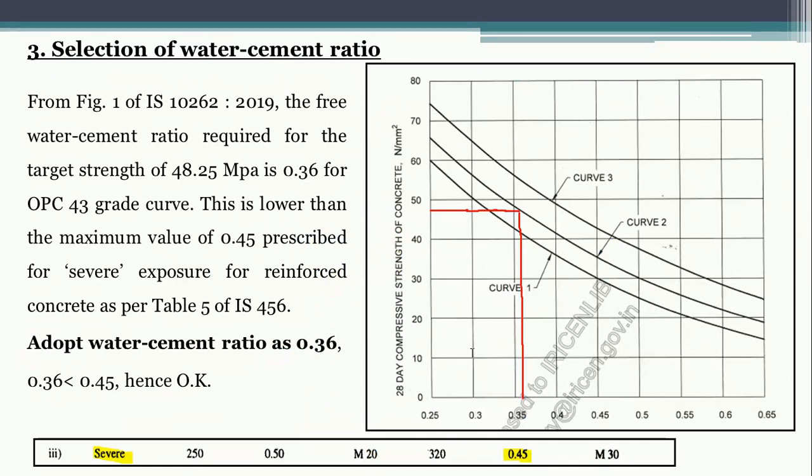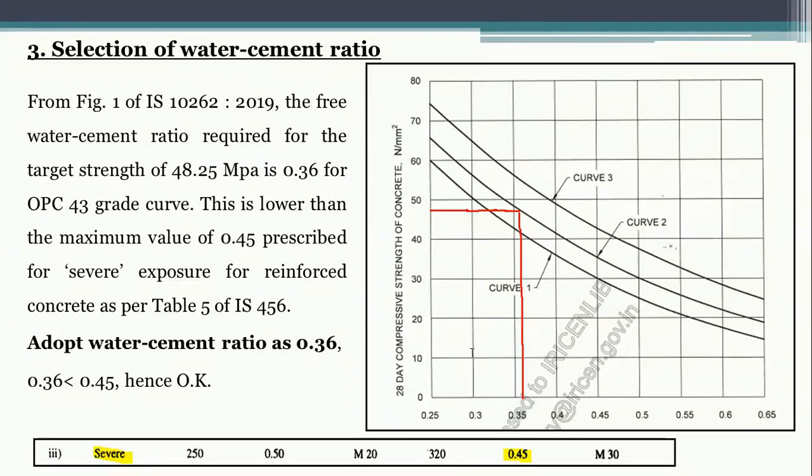Next, third step, selection of water cement ratio. So we have figure 1 of IS 10262:2019, and I have taken a screenshot of that. I have already explained in the last class that curve 1 is for OPC 33 grade of cement, curve 2 is for OPC 43 grade cement, and curve 3 is for OPC 53 grade cement.